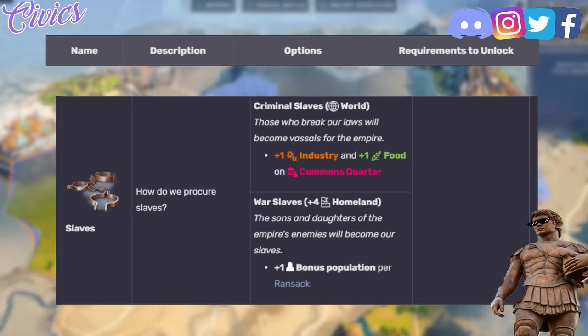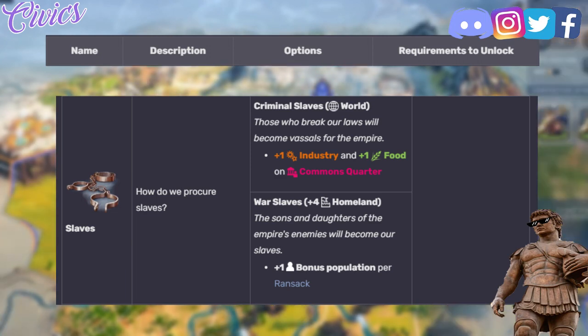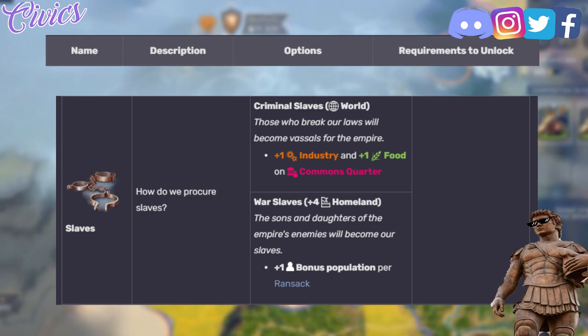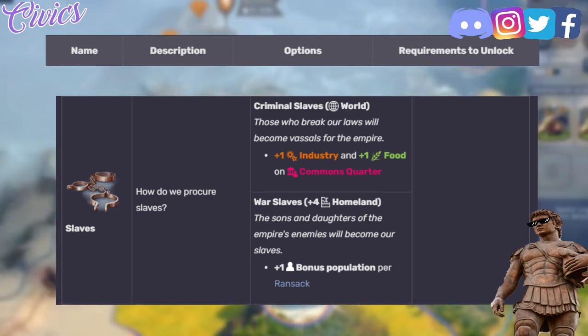Slaves. How do we procure slaves? Option A, criminal slaves, world. Those who break our laws will become vassals for the empire. Receive plus 1 industry and plus 1 food on commons quarter.